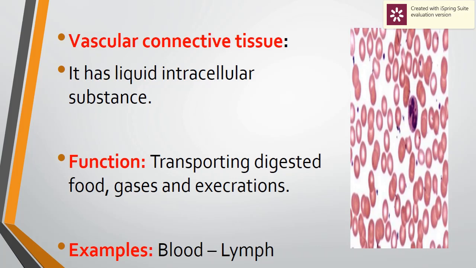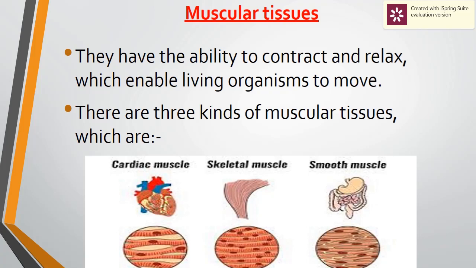Let's go to the third type of tissue, which is muscular tissue. Muscular tissue is a special type of tissue because these cells give the organism the ability to move, as they can contract and relax. They are made up of muscular cells or muscle fibers. These are distinguished from the other body cells by their ability to contract and relax. But not all the muscles are the same. We have three kinds of muscular tissue: cardiac muscular tissue, skeletal muscular tissue, and smooth muscular tissue.